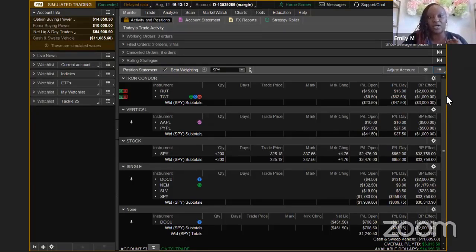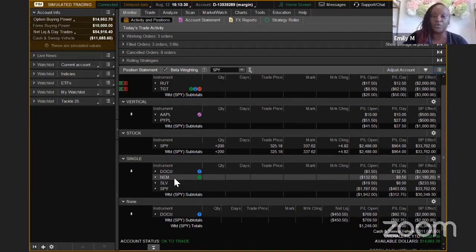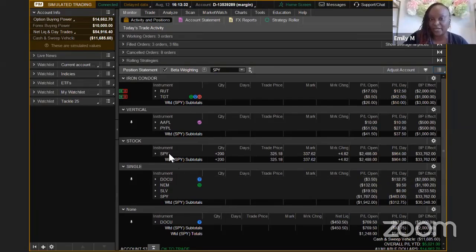So now you can go and say, oh, okay, I know I have an iron condor on RUT and Target. I have vertical spreads, whether it's a bull put or bear call, on Apple and PayPal. I have stock, I have single options, whether they're calls or puts, they're there. And so on and so forth. So you can certainly do it that way if you want to. I actually like to take it a step further and do it even more, where I now categorize it based on how much capital I'm going to allocate to each different system. And I'm going to show you that in just a second.